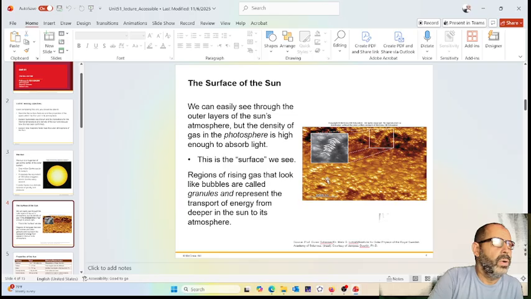So this is how the surface of the sun looks. Of course, we have the atmosphere of the sun. The part that we see from the sun is the photosphere. This is the surface we can see, the light that comes from that surface. If you look inside of it up close, you're going to see these formations, these bubbles, of the granules. That's how the surface of the sun looks up close.